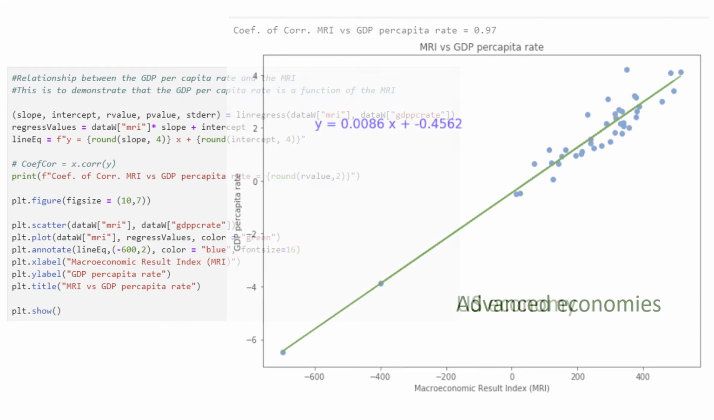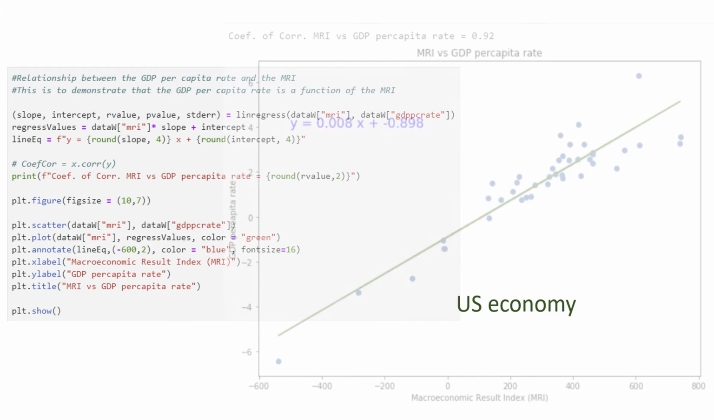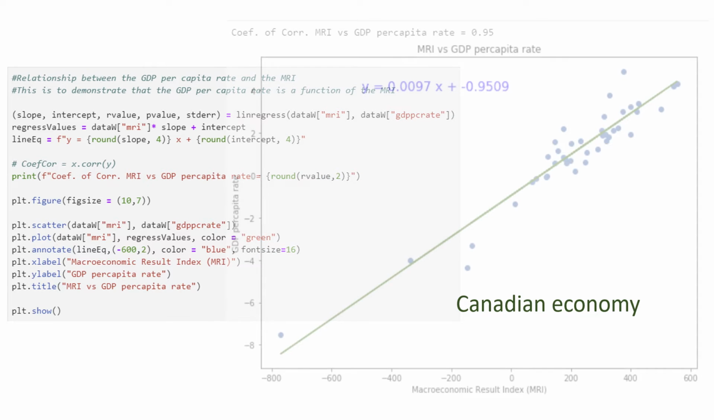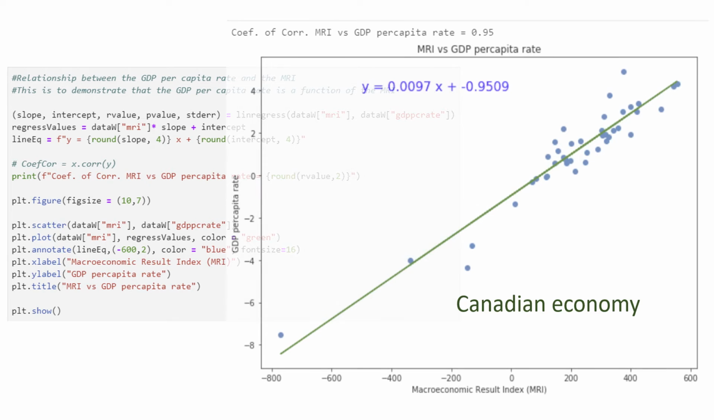Then we have the US economy with a coefficient of correlation of 0.92, also indicating a strong correlation. And finally, Canada with a 0.95, indicating the same thing. That certainly is a particularly good start since it refers to important countries.